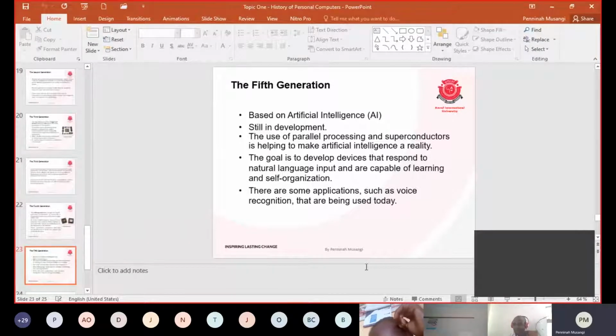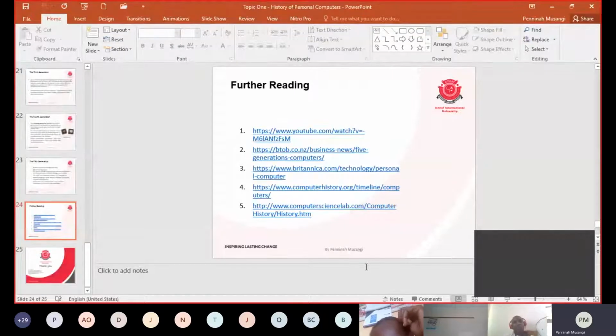Here I'm showing you further reading. One is a YouTube video, so you listen, and the others are all online, so they are hyperlinked. You just need to click and they open and you read, just to help yourself understand better, clarify areas which maybe were not clear, and also to build up your knowledge on the history of the personal computer. So that marks the end of our first topic.